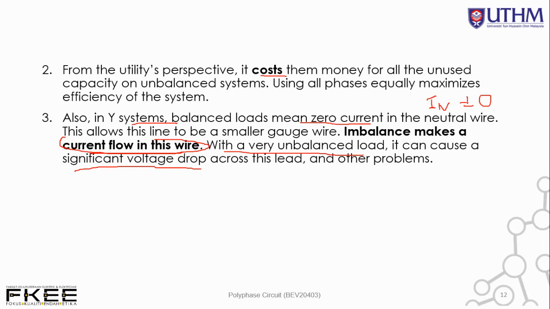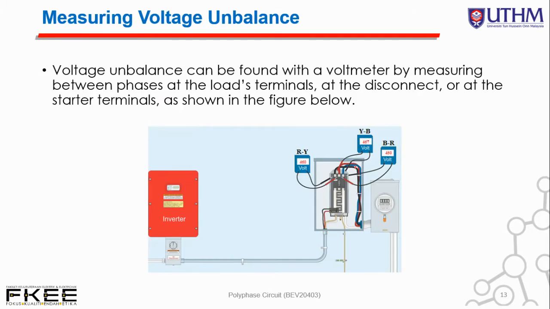When it comes to unbalance, IN is not equal to 0. This means there is some amount of current flowing inside the neutral wire. So imbalance makes a current flow in this neutral wire, and with a very unbalanced load, it can cause a significant voltage drop. When there is current, this means there is some resistance in the wire that causes the voltage drop to occur and leads to other problems.